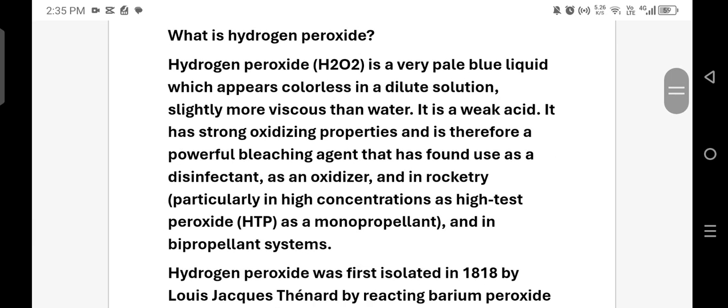What is hydrogen peroxide? Hydrogen peroxide, with the formula H2O2, is a very pale blue liquid which appears colorless in a dilute solution, slightly more viscous than water. It is a weak acid, it has strong oxidizing properties, and is therefore a powerful bleaching agent that has found use as a disinfectant, as an oxidizer, and in rocketry, particularly in high concentrations, as high-test peroxide (HTP), as a monopropellant and in bipropellant systems.